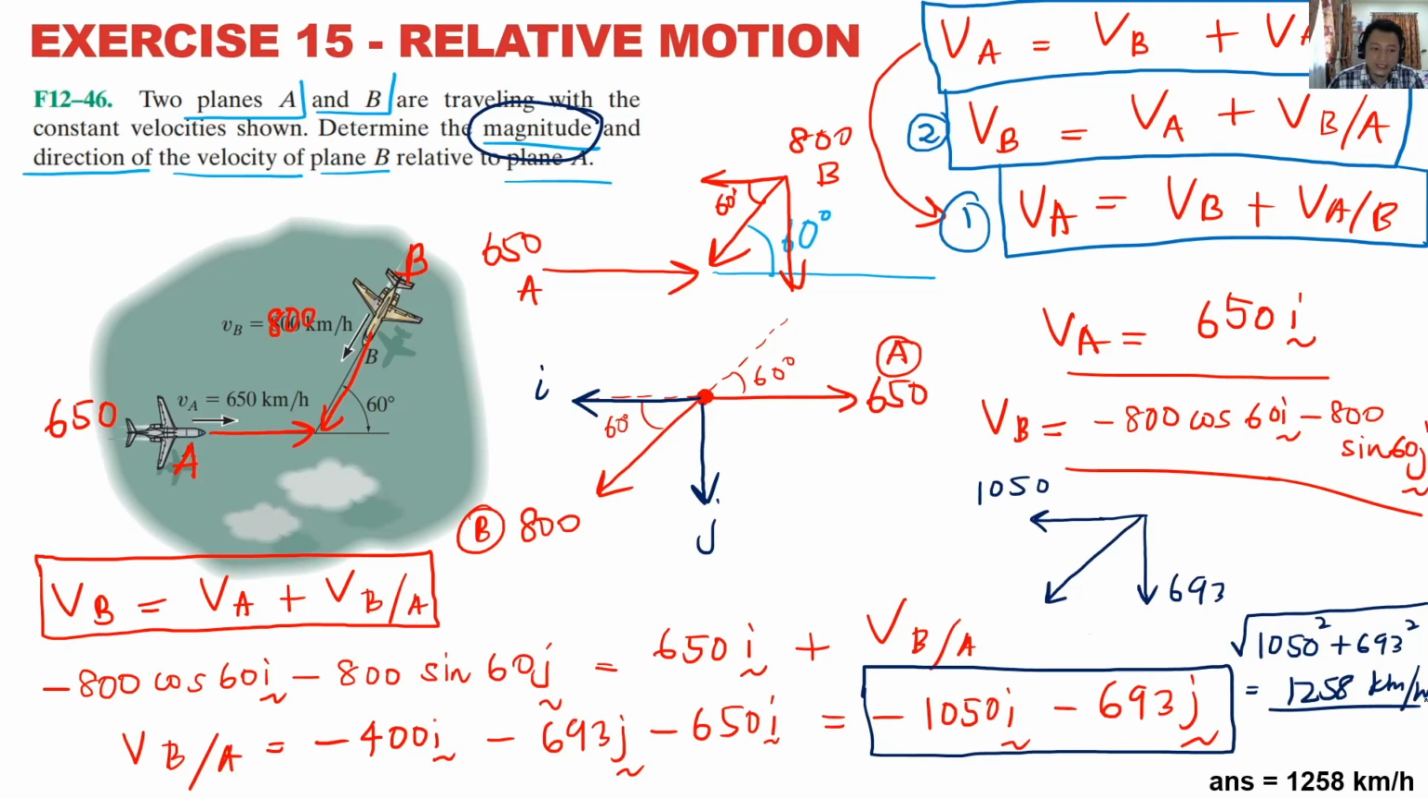kilometer per hour. So if the pilot looks out the window, he's going to see this aircraft traveling at 1258 kilometer per hour. And what is the angle? Here we check this angle theta. So theta will be tangent inverse of 693 over 1050. Theta equals 693 divided by 1050, shift tangent, 33.4. The angle that the airplane is actually traveling, it looks like it's traveling at 33.4 degrees.